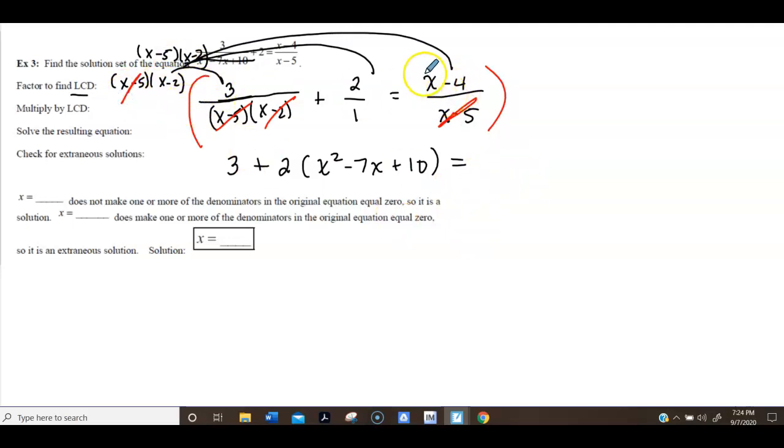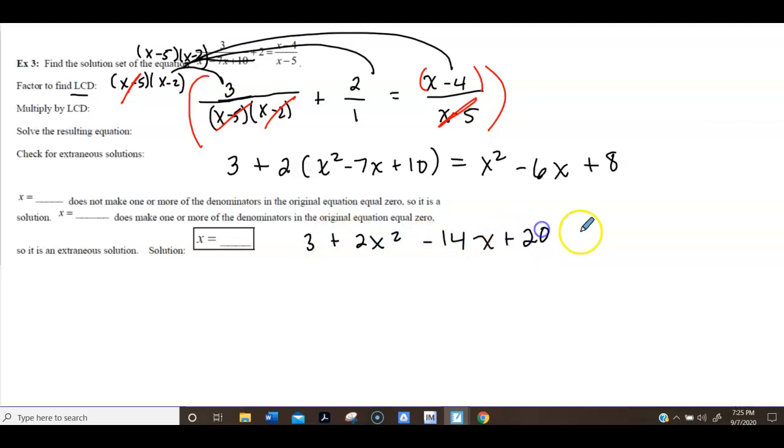So can we just go ahead and let's FOIL that? So x times x is x squared. Negative 4x and negative 2x is negative 6x. And then last times last is plus 8. So now we want to simplify. So we have 3 plus 2x squared subtract 14x plus 20 equals x squared subtract 6x plus 8.